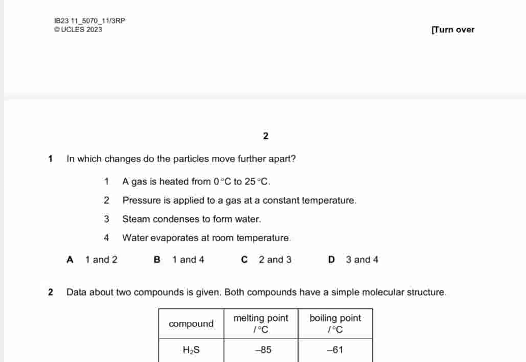Second, pressure is applied to a gas at a constant temperature. If you apply pressure at constant temperature, they get closer to each other, so that is wrong. Third, steam condenses to form water. If steam, a gaseous phase, converts into a liquid phase, then the particles come closer, so the third option is again wrong. Fourth, water evaporates at room temperature. Obviously when evaporation happens, the particles move far away from each other. So the first option and the fourth option are correct. So we have the B option.